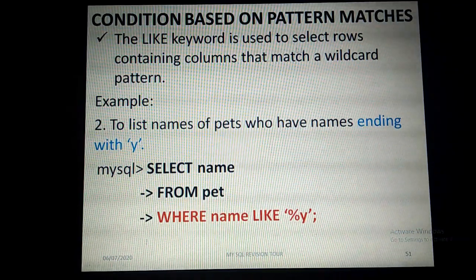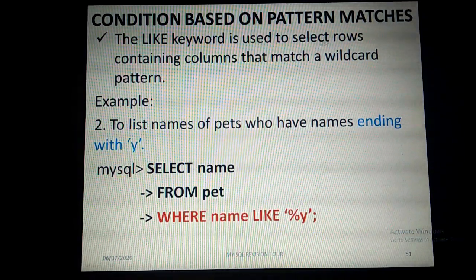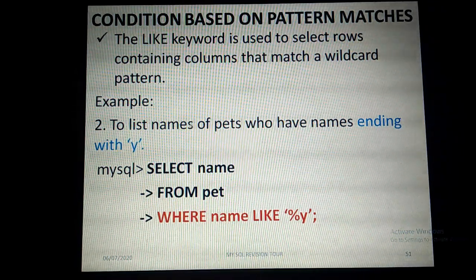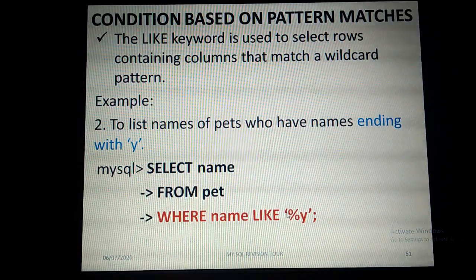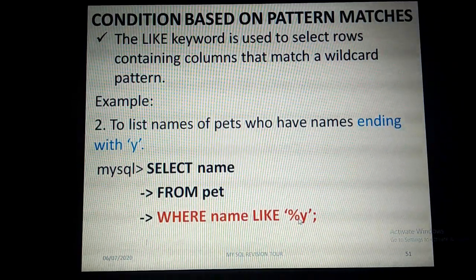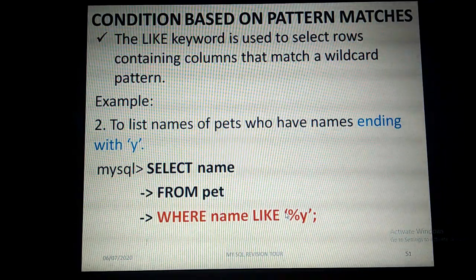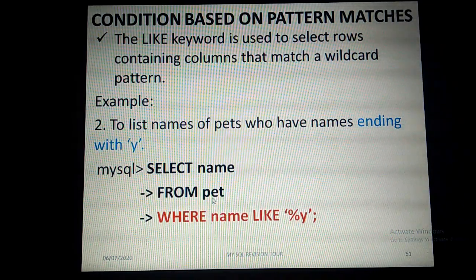Next, the same like keyword is used to select rows containing columns that match a wildcard pattern. Second example, ending with y. For that we use '%y' in order to match whichever strings are ending with y, and that is going to be displayed in this example.